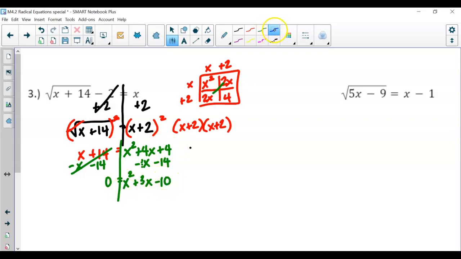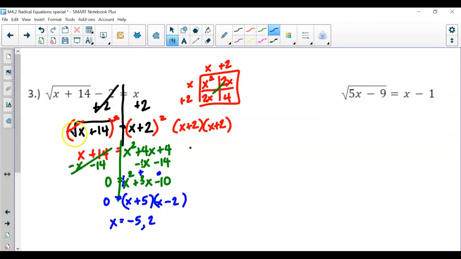Now notice the x squared here is by itself, that coefficient of 1. So we can solve this equation by factoring. So we're multiplying to get negative 10, so different signs again, and adding to get 3. Positive 5 and negative 2, which means x is equal to negative 5 and positive 2. But let's first check for extraneous.